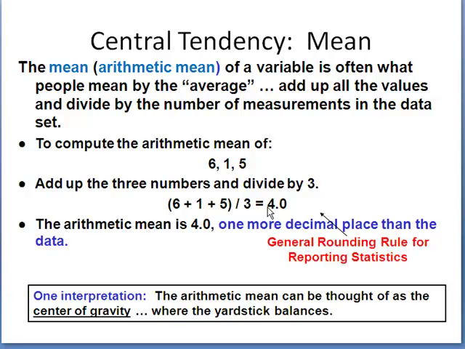But when you're calculating the mean or any of the measures of central tendency or dispersion, if you have a sample, you always go one more decimal place than your data has. So our data went to the ones place, so we're going to go to the first decimal place. So our answer is not just 4, but 4.0. Now, another interpretation of the mean is that it's sort of like the center of gravity of your distribution. So it's where the data arithmetically balances out.